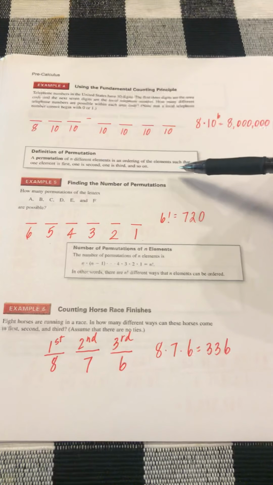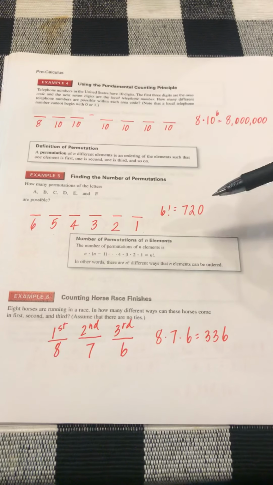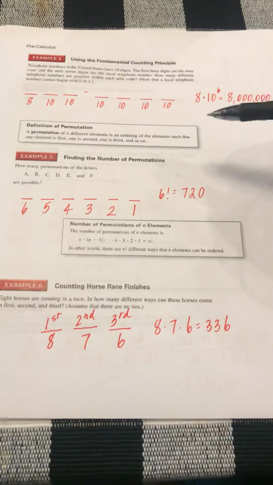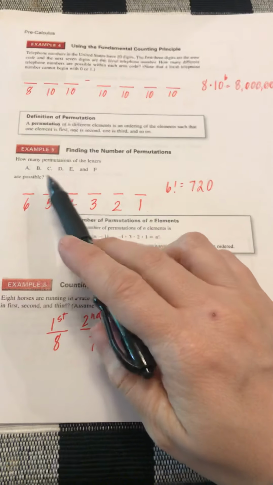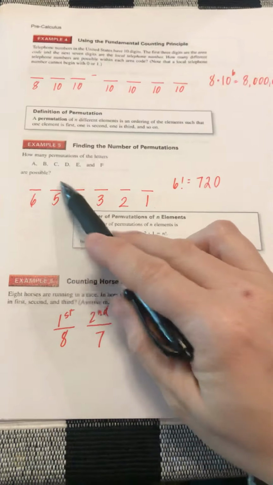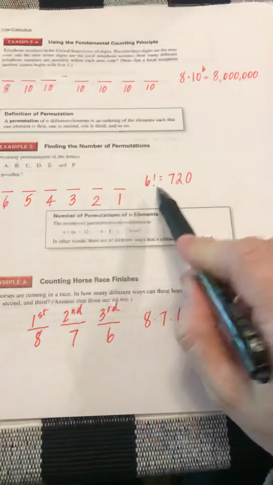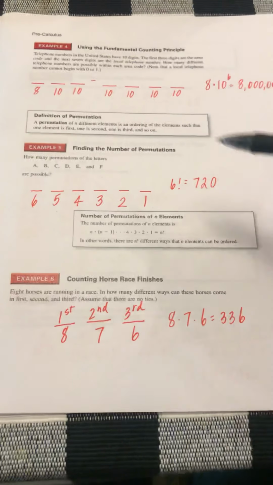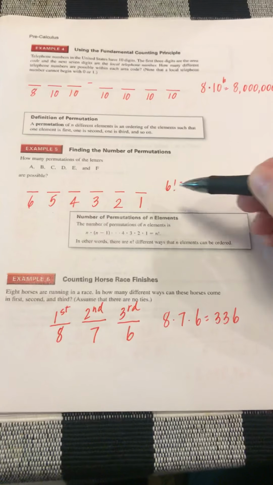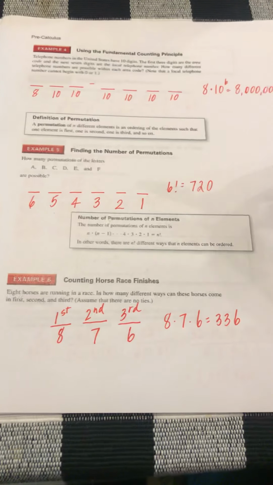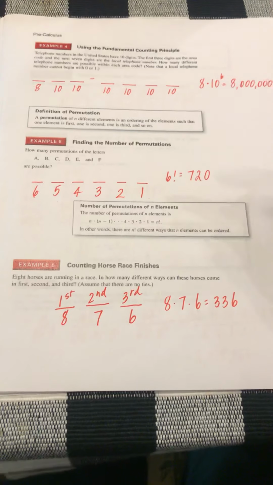A permutation is an ordering of elements such that one element is first, second, and third. So order is important. How many permutations of these letters are possible? 6 of them could go here, 5 here, 4 here, 3 here, because I can't repeat them. So that would be 6 factorial. If you do anything with an exclamation point, it means take that number and multiply by every number underneath it. So if I had 10 factorial, that would be 10 times 9 times 8 times 7, all the way down to 1.